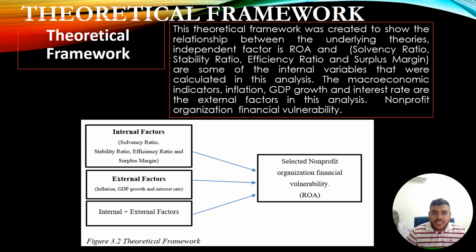Now, as you can see, here is our theoretical framework. This theoretical framework was created to show the relationship between the underlying theories and variables. The independent factors, ROA, solvency ratio, profitability ratio, efficiency ratio, and surplus margin, are some of the internal variables that were calculated in this analysis. The macroeconomic indicators, which are inflation, GDP growth, and interest rate, are the external factors in this analysis, with the dependent variable being the organization's financial vulnerabilities.